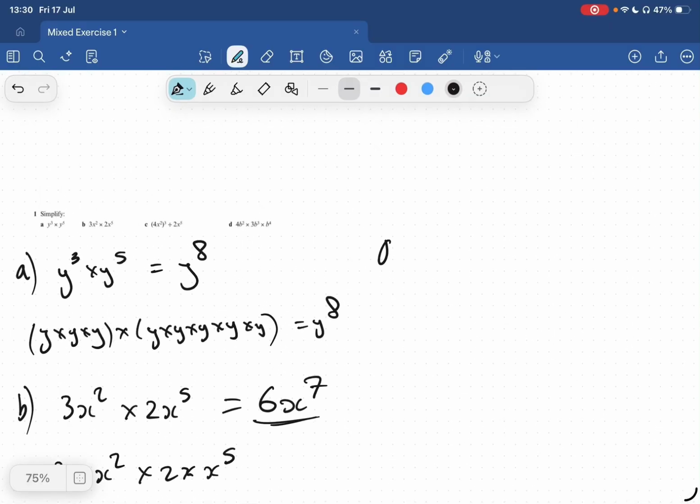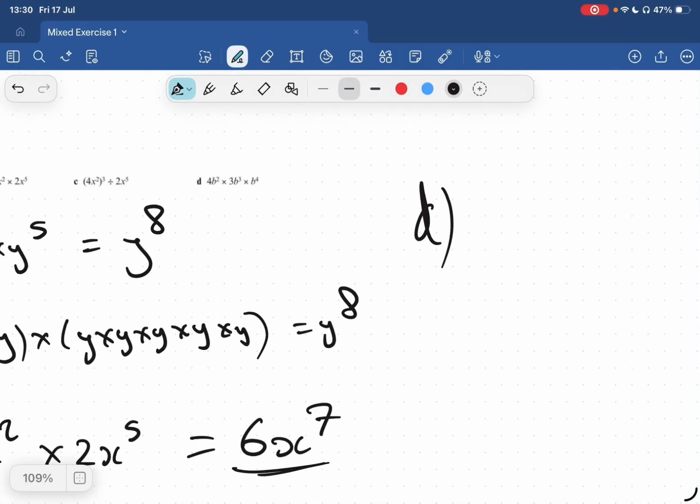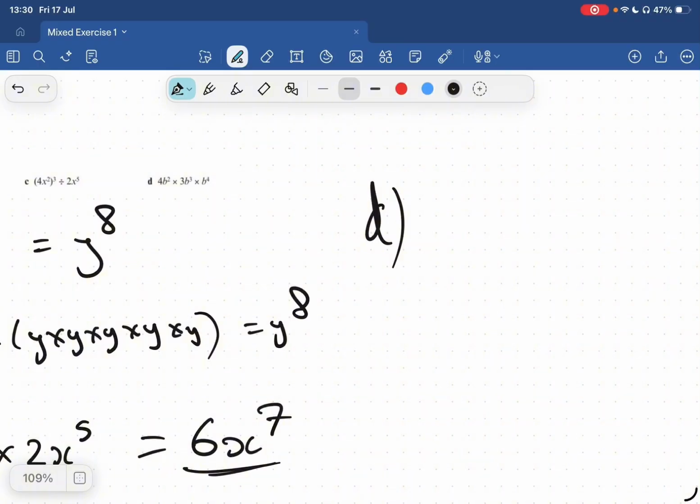Now part D. We've got 4b squared times 4b cubed times b to the 4. First I'm going to look at the numbers. I'm not even going to write it out again. I know I've got 4 times 4 times the 1, which is 16. And then b's, we've got b squared times b cubed, b to the 5, times b to the 4, b to the 9, because we're just adding these numbers. 2 plus 3, 5 plus 4, 9. 16b to the 9.